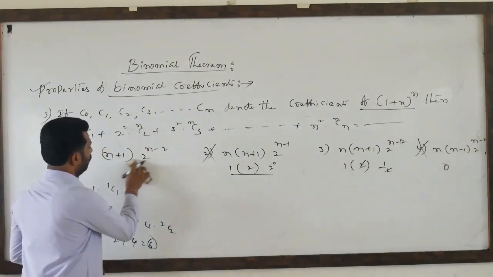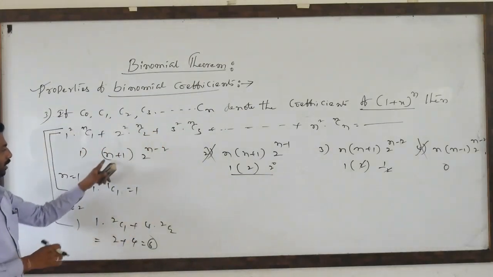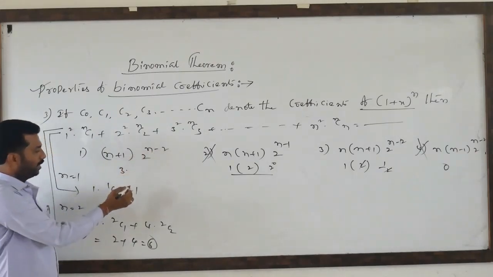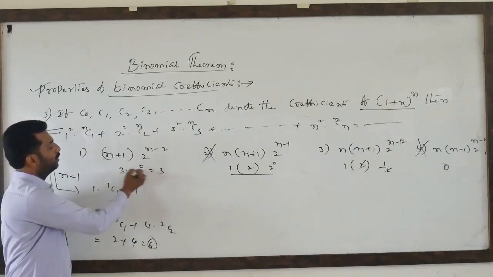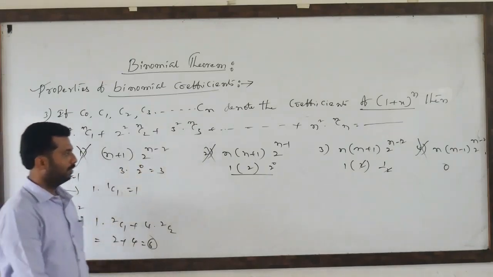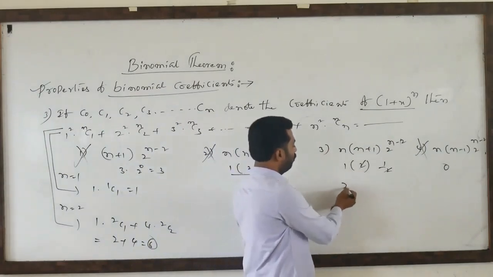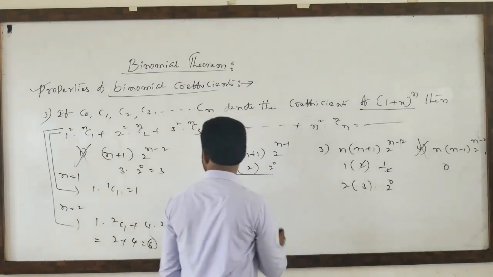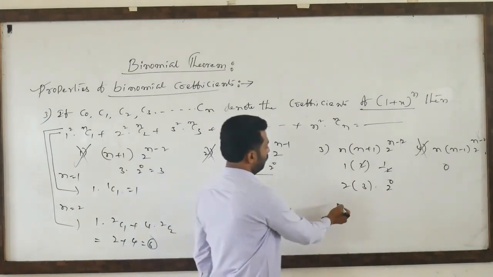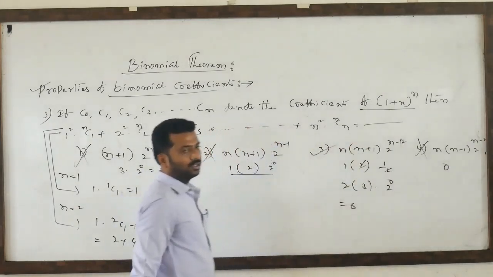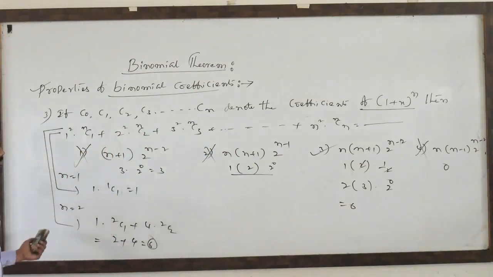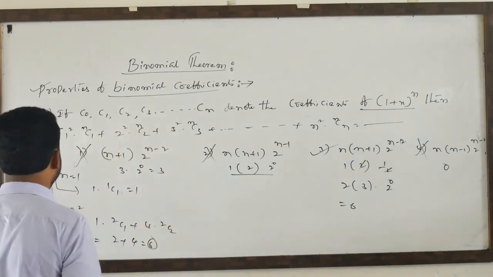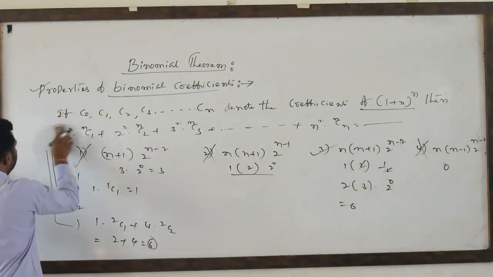You observe, if I substitute n equal to 2 here: 2 plus 1 is 3, and n equal to 2 gives 2 to the power 0, so this is a wrong option. We will see here: n value 2 into 3, with 2 to the power 0, means 2 into 3, 6 we got. So this is the correct option. Like that, whatever problems there are, you have to verify the 4 options and automatically answers will come. Next, we'll see one more question.